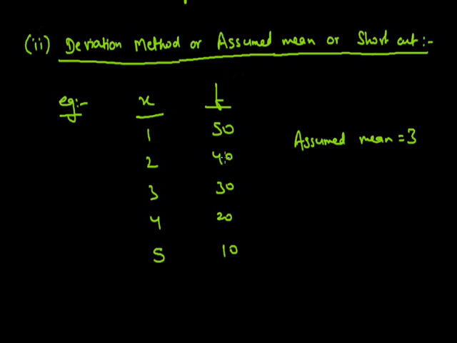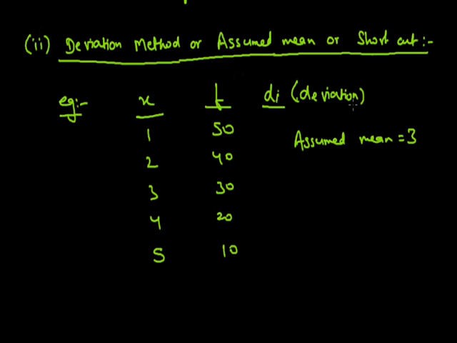You can take any value. It's not necessary that you take the value from among the given observations. You can take any value apart from the given observations also. So we have taken the assumed mean as 3. Now what we do is first find out di, and di will be taken as the deviation.